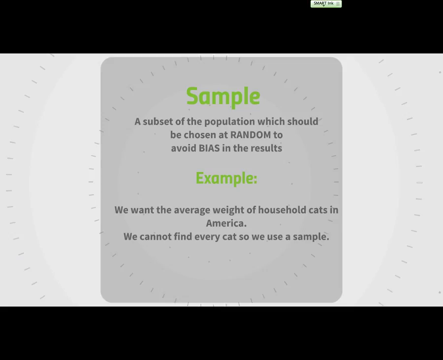I like this example a lot: if we want to find the average weight of household cats in America, we are not going to be able to reach every single cat. So what we would want to do is use a sample. Maybe we take a look at just certain homes or something like that, but you want to try and choose it randomly so that it's not biased, and we try to do that. I know there's different types of samples in surveys, but we're just going with the basic part of it for now.